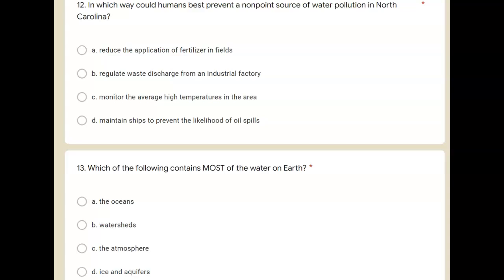Number 13. Which of the following contains most of the water on Earth? A. The oceans, B. Watersheds, C. The atmosphere, or D. Ice and aquifers.